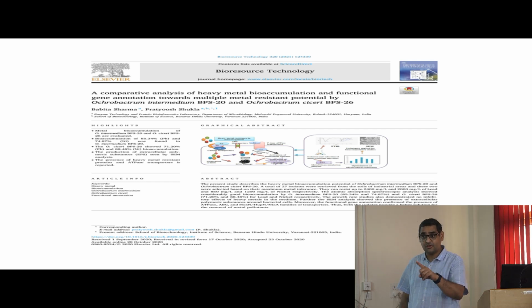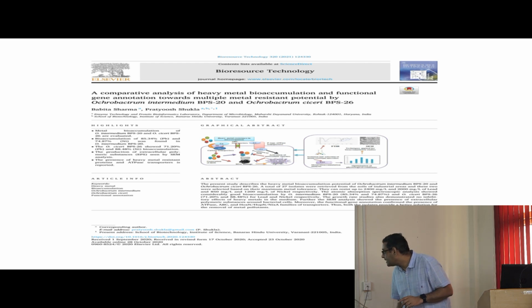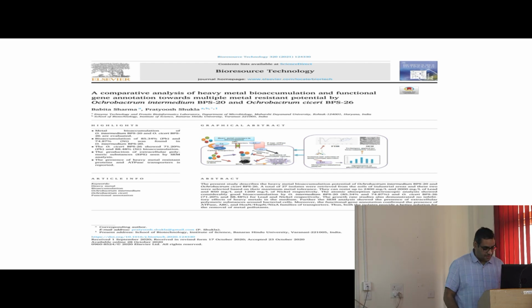They have the genes also. I could not show you, but they have the genes for ARG also, antibiotic resistance genes. They can also degrade antibiotics, but we have not explored it yet. So we have the potential. These strains are with us, okay, and hopefully some of them will come.